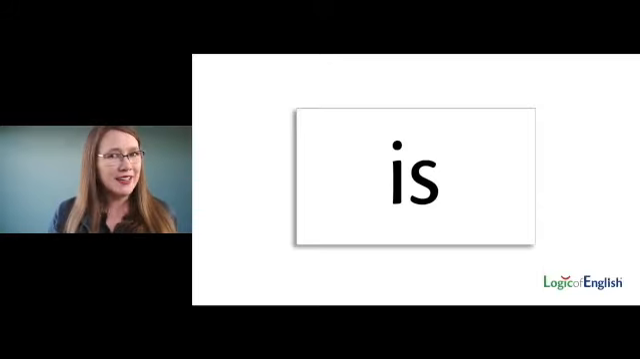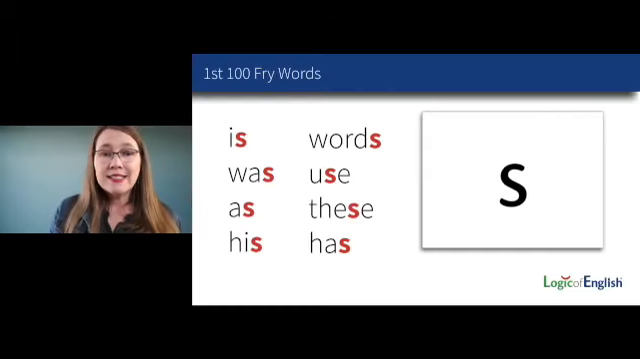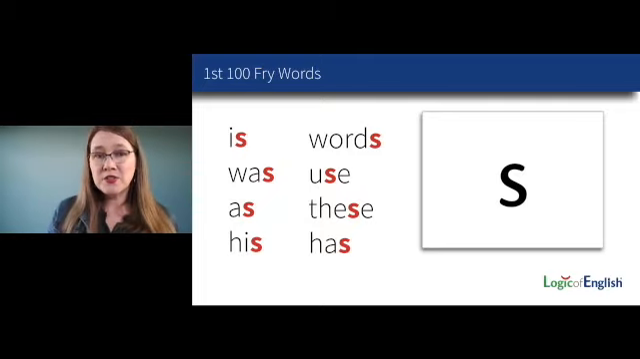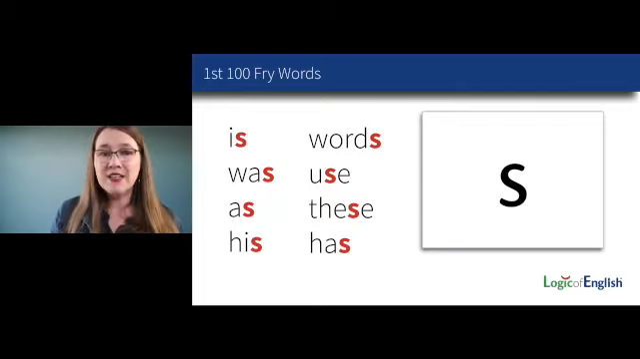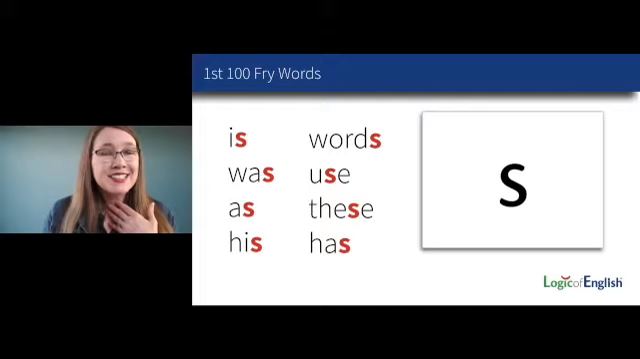Some people will say it sounds like a Z. Well, that's because S says two sounds. It says S and Z. Look at how many of the first 100 Fry words where S sounds like Z: is, was, as, his. Also, did you know in many plurals like words, chairs, S says Z?